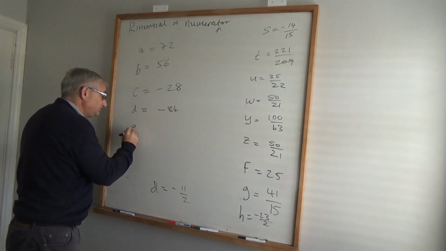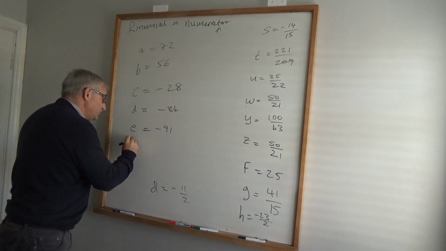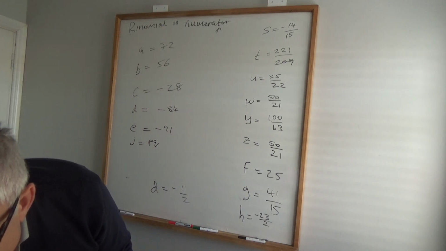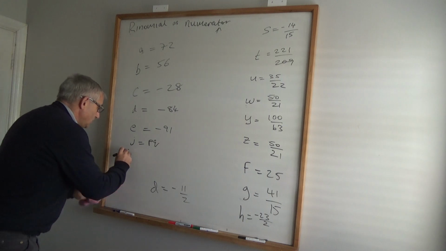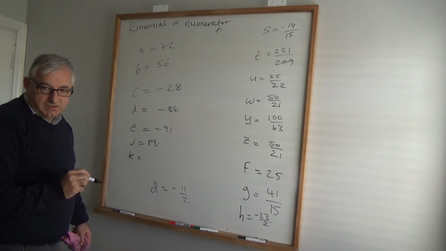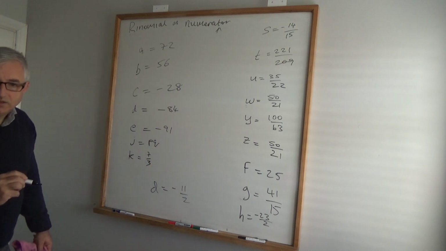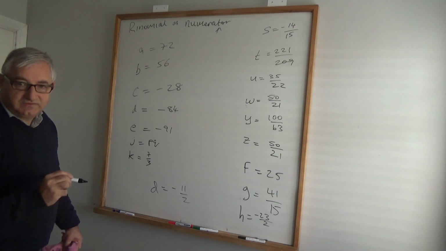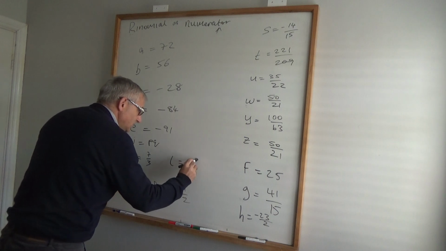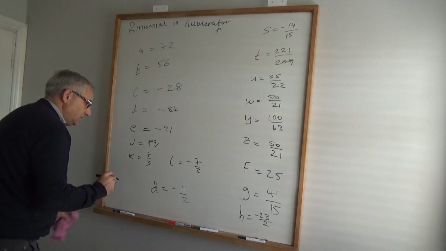E was negative 91. When we solved, J was PQ. K was equal to 7 over 3. L was minus 7 over 3. M was negative 19 over 13.